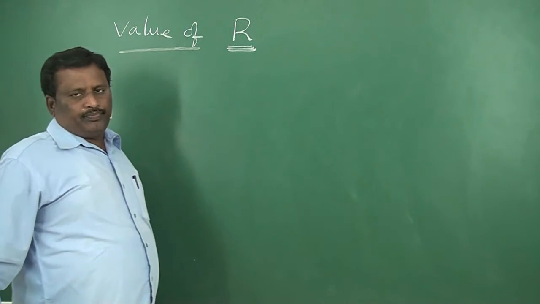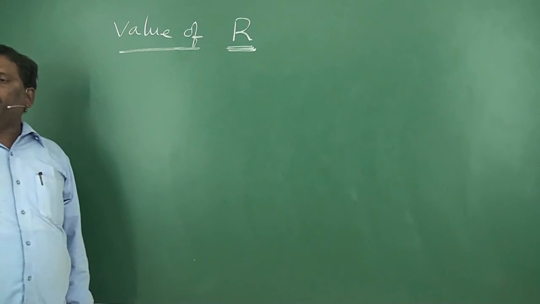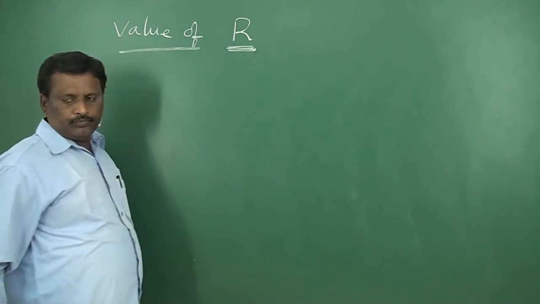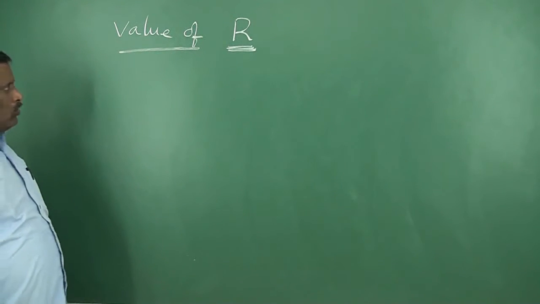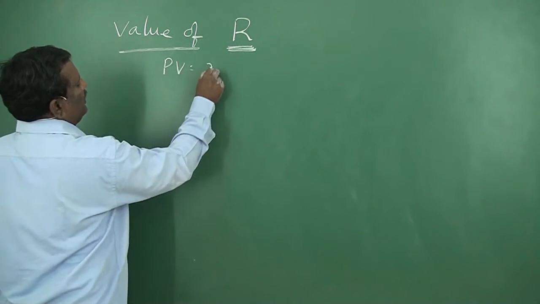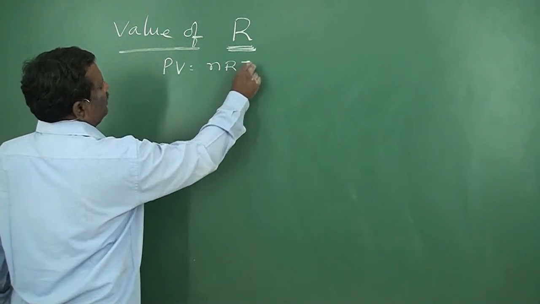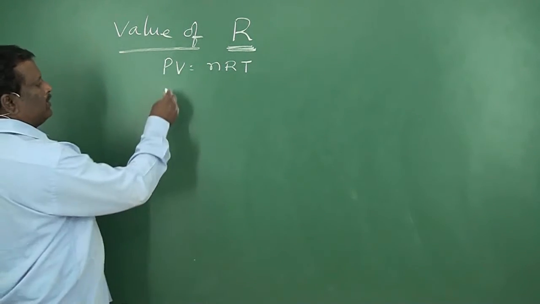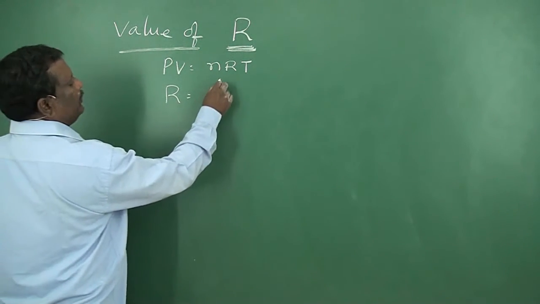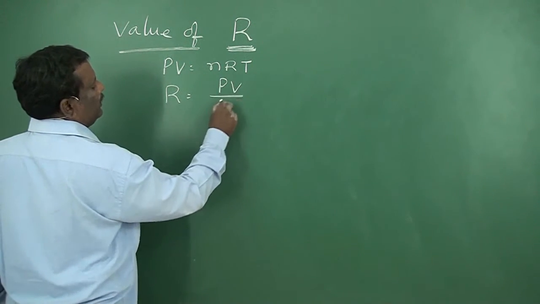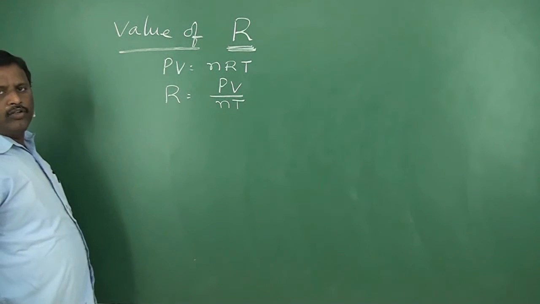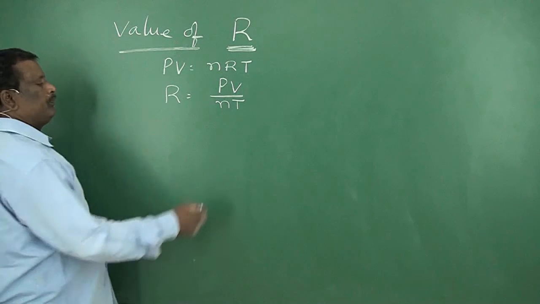Value of R. Let us derive the value of this universal gas constant capital R. We know, according to the ideal gas equation, PV is equal to nRT. Now gas constant R is equal to PV by nT. Gas constant R value is PV by nT.